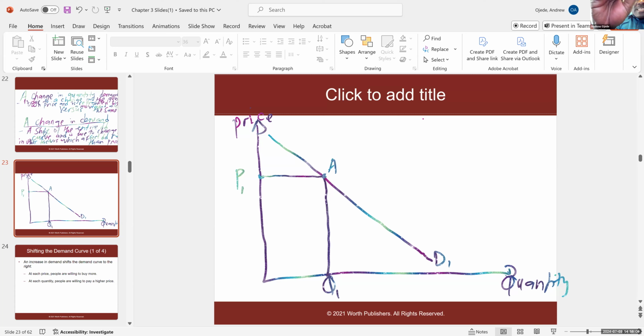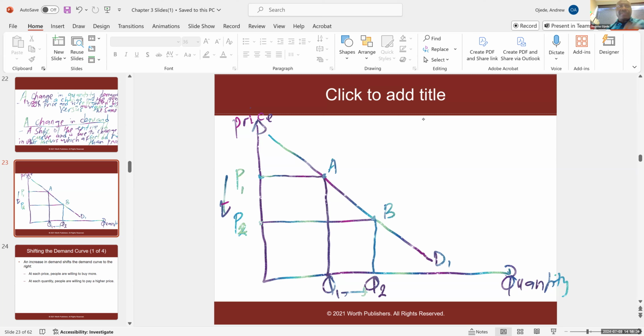Now, suppose price falls to P2. So the price has fallen. From the law of demand, you are going to move along the same demand curve. Because price has fallen, the quantity demanded is going to increase from Q1 to Q2. In other words, you move from point A to point B. This is what we are calling a change in quantity demanded. Specifically, it's an increase in quantity demanded.